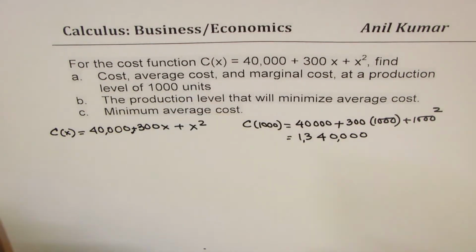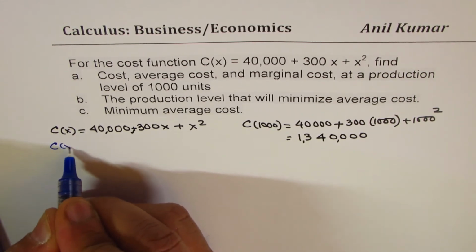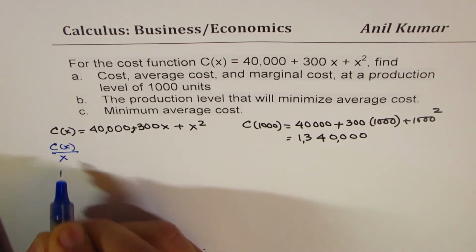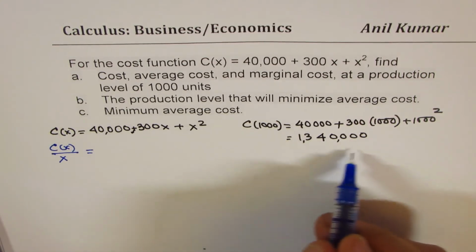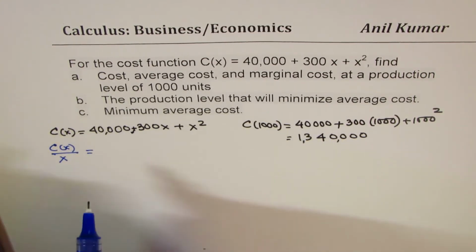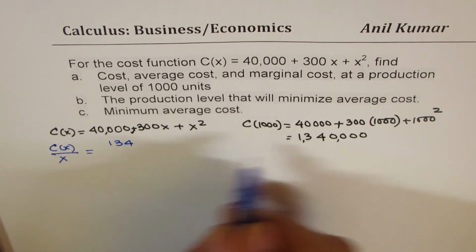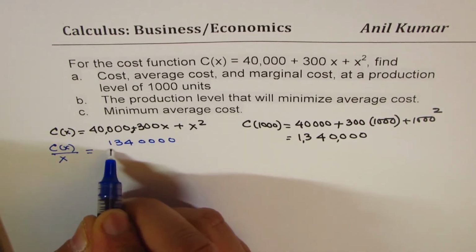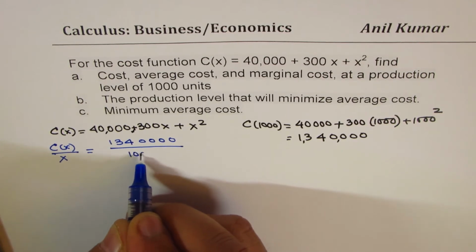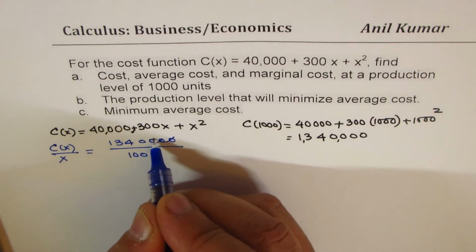Now what is the average cost? So for average cost, we have to divide by the total number of items, right? So we'll do capital C of x over x. So in that case, we could divide this amount by 1000. So we have 1,340,000, 4 zeros, 1, 2, 3, 4, divided by 1000. So that gives us 1, 2, 3.